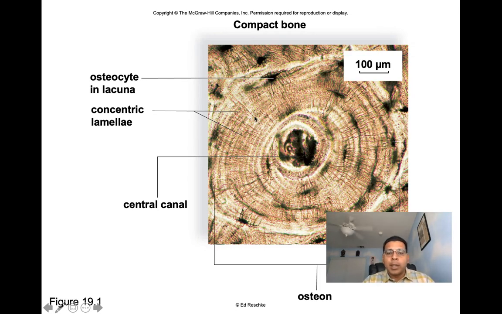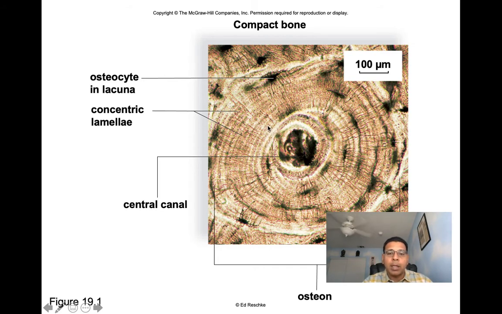So then next here we can see the lamellae. The lamellae you can see are concentric lamellae. And here you can see they're like the rings on a tree. When you cut a tree and you count the rings on the tree, it's the same thing as you can see right inside of here. All of these rings you have here, these are all lamellae.